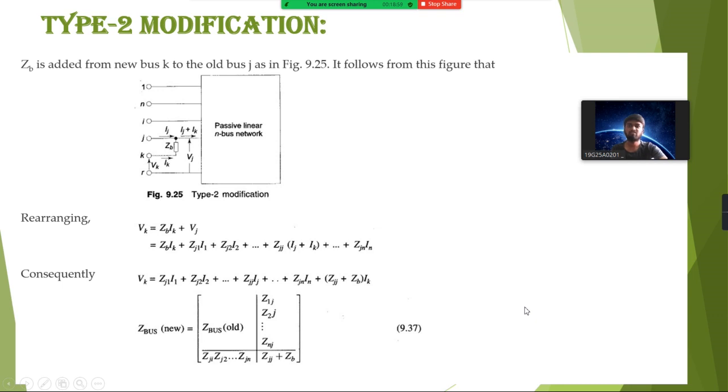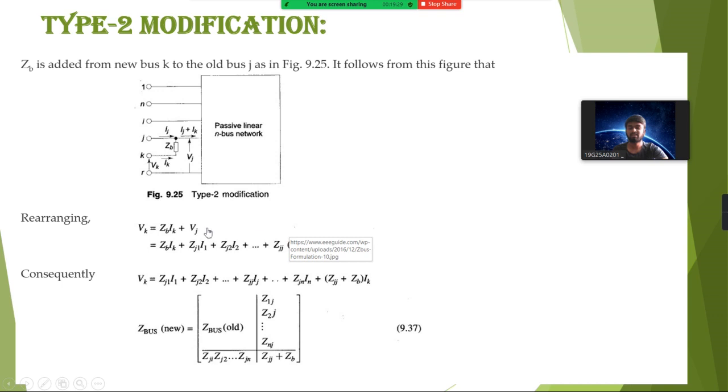Zb is added from the new bus k to the old bus j. That means Zb is added from bus k, you can see here, to the old bus j. It is connected as Zb in between k and j with reference to r. This is the second modification.